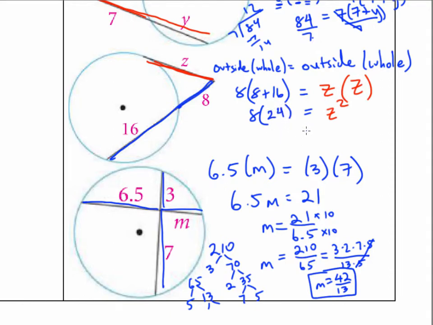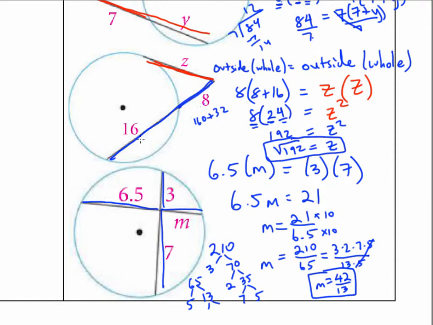All right, so let's do this in our head. 8 times 20 is 160. And let's do this 4 here. 8 times 4 is 32. 160 plus 32 is going to be 192. So z squared equals 192. Square root both sides. Z equals the square root of 192.